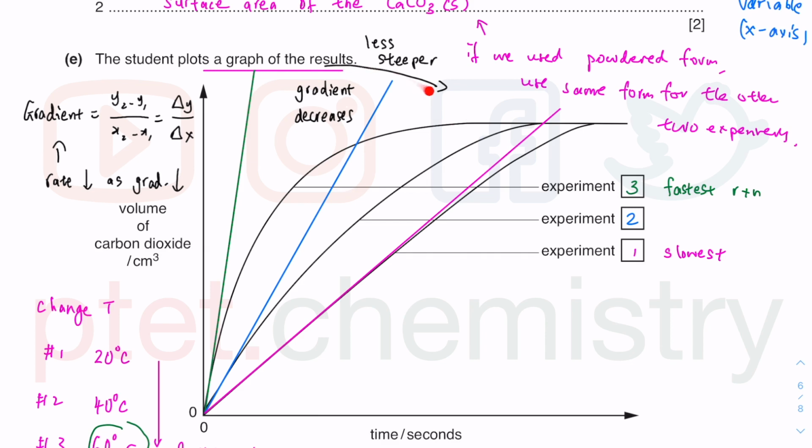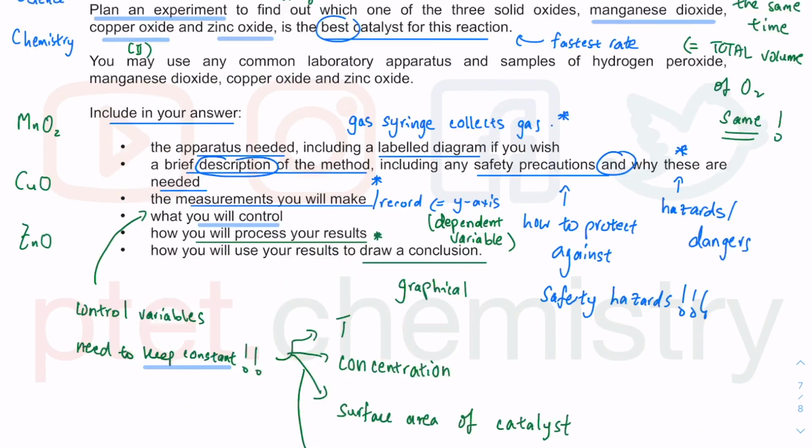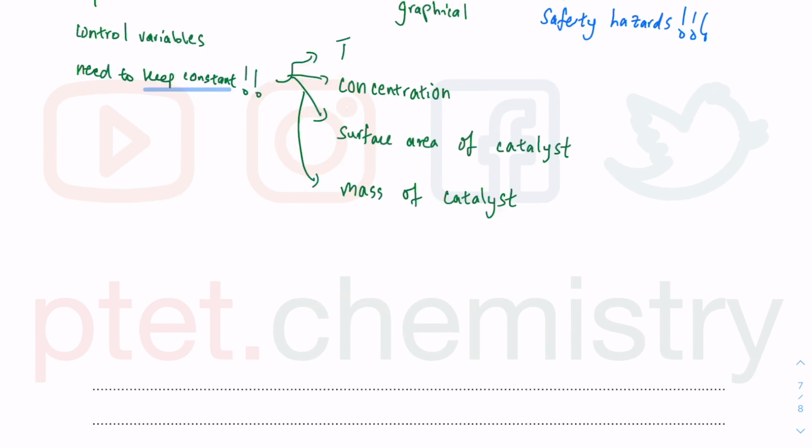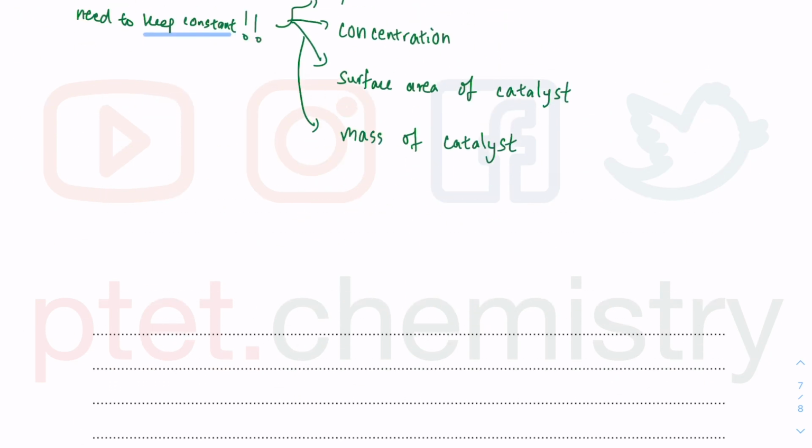Whereas if you go the other way, they are getting less steep, the gradient decreases, the rate decreases. Okay, so let's get started with this question actually. You want to collect the volume of gas, right?